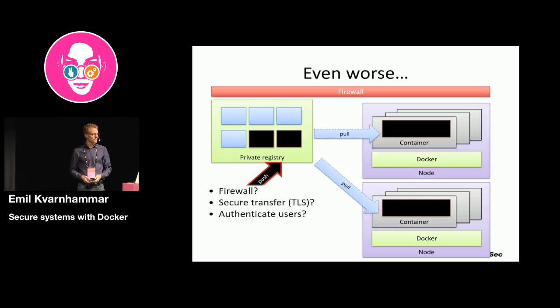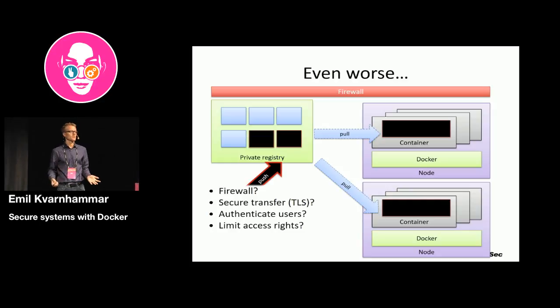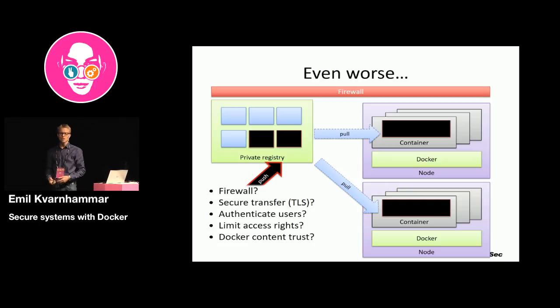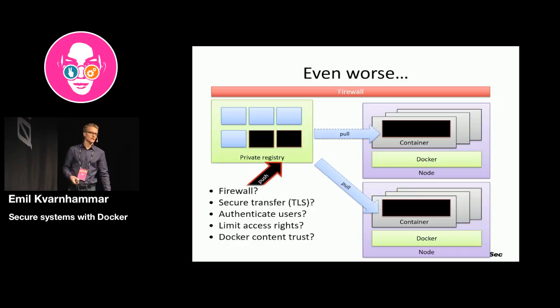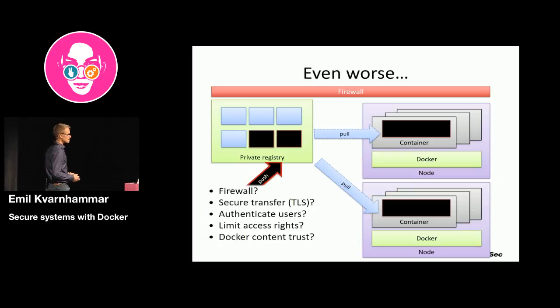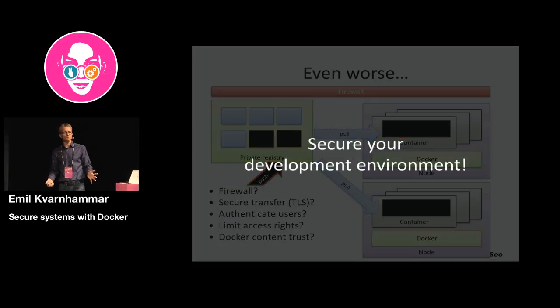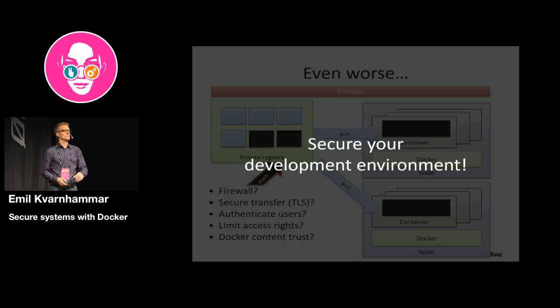So again, firewall, secure transfer, authenticating users, limiting access rights. Even limiting access rights won't help. Because if it's a CI/CD server, then that would certainly need the ability to push updated images to the registry. Docker Content Trust might not even help. Because the keys to sign the images are going to be in the CI/CD environment, right? If we want to have an automated build and continuous release and everything. So the solution here is to secure your development environment, making sure that it's as difficult as possible to gain control over those important assets in your development chain.